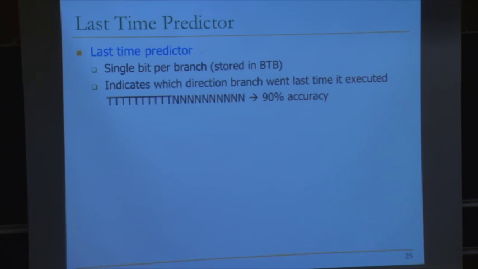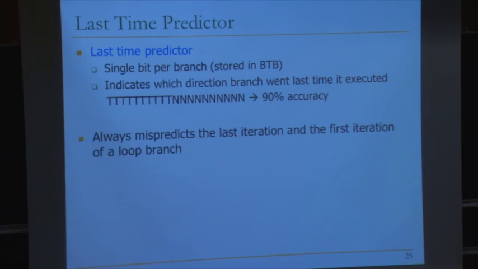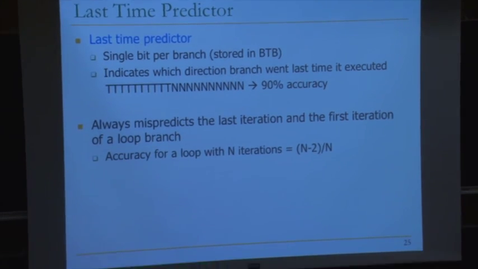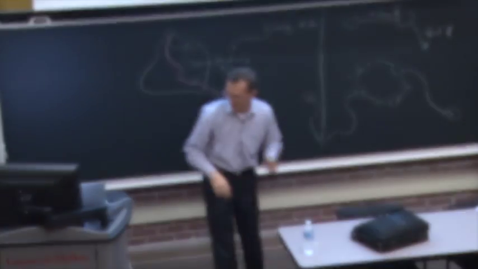I guess one downside of this is it always mispredicts the last iteration and the first iteration of a loop branch. If you think of this as a loop branch, or maybe this is not the best example, but you have a loop. Oh, we did not cover this, right?